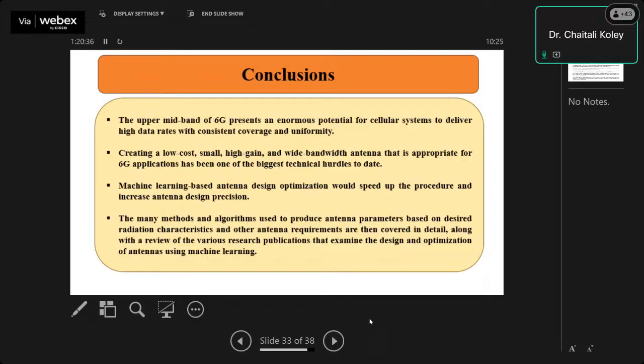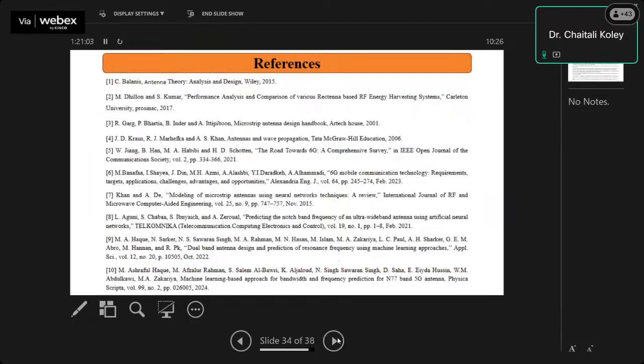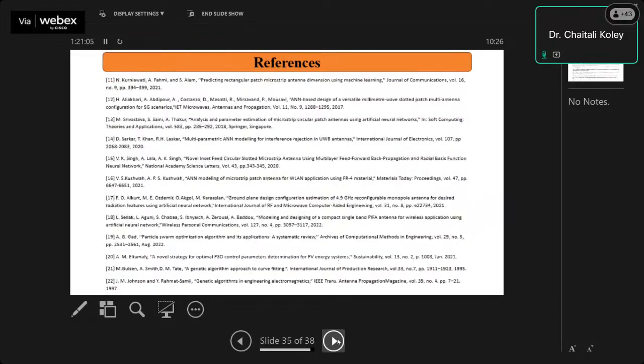Among the many methods we have gone through are ANN, PSO, GWO, GA, and ACO. These are all different algorithms. People are using different algorithms to obtain results, and they are also comparing them with existing algorithms to see which particular algorithm will be beneficial for a particular antenna design. These are the contents I covered today, and these are my references.